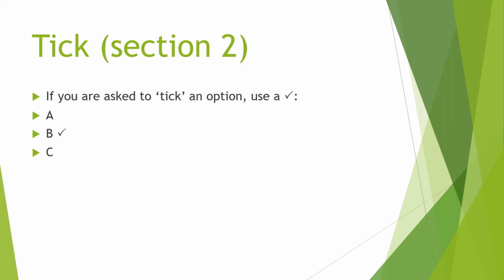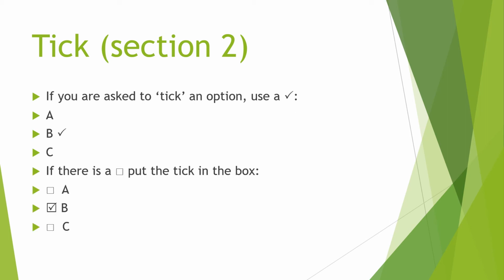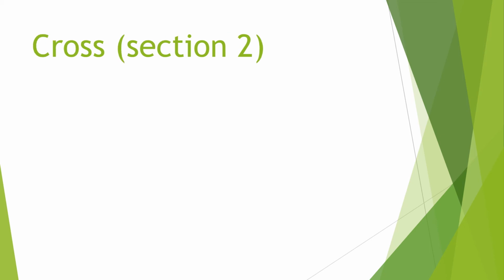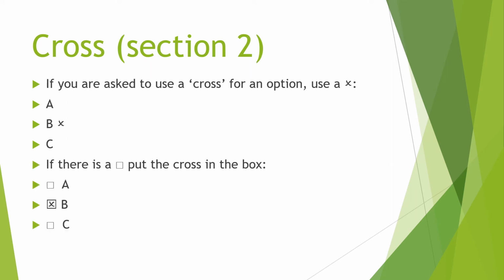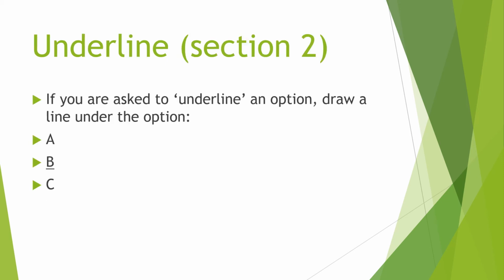If you are asked to tick an option, use a tick next to the option like this. If there is a box, put a tick in the box like this. In the same way, if you are asked to use a cross for an option, use a cross, like this. If there's a box, put the cross in the box, like this. If you are asked to underline an option, draw a line under it, like this.